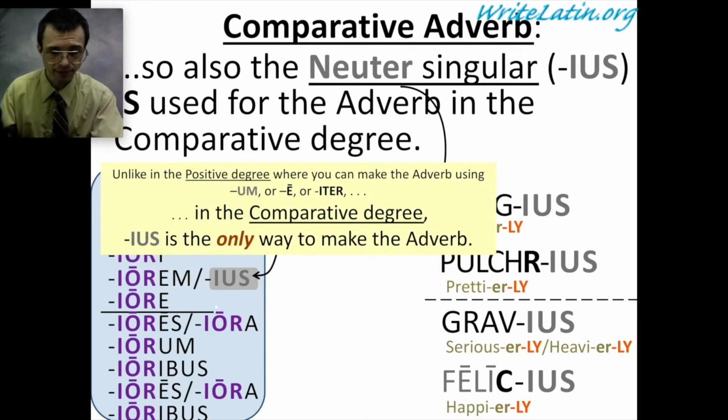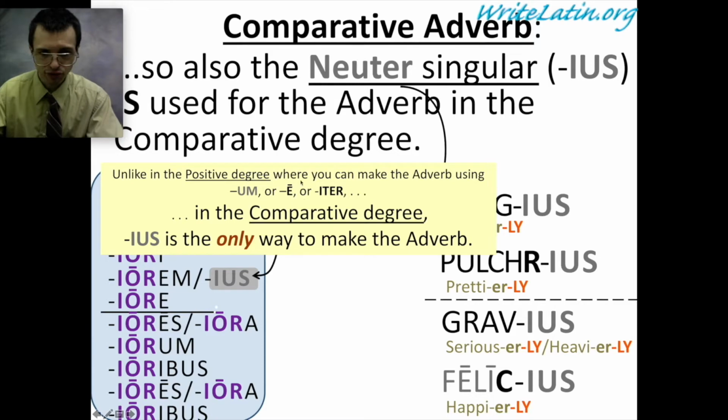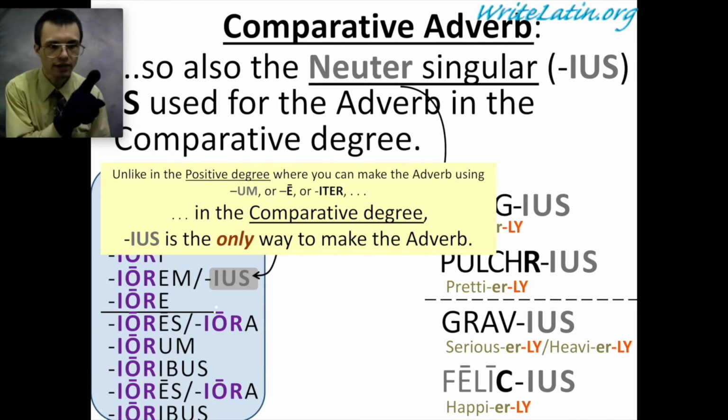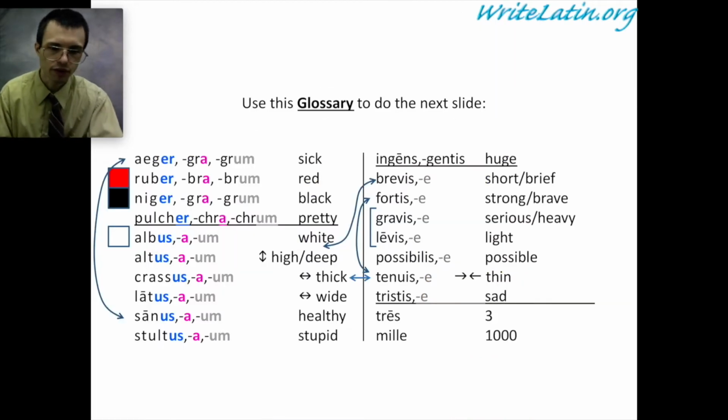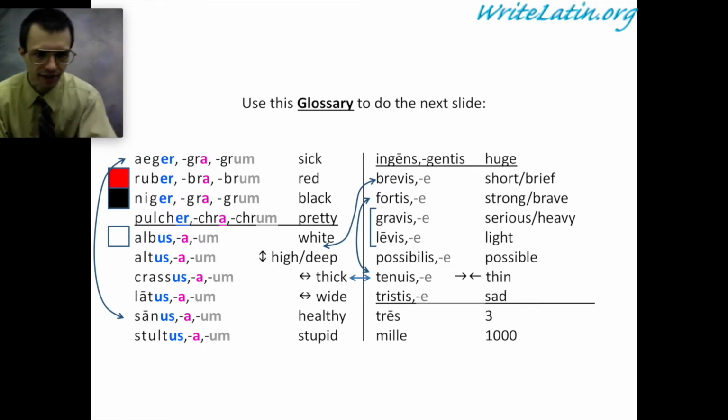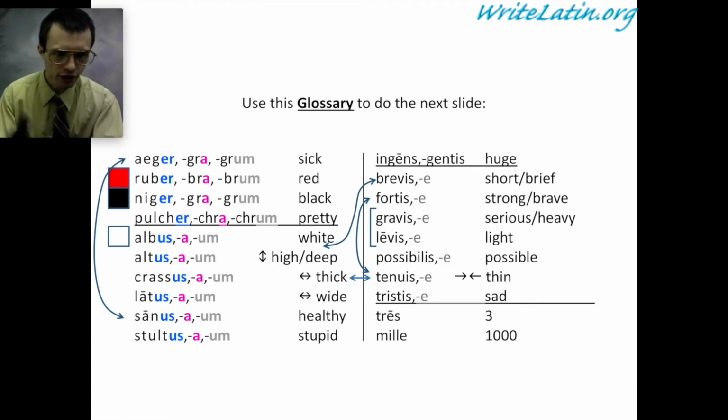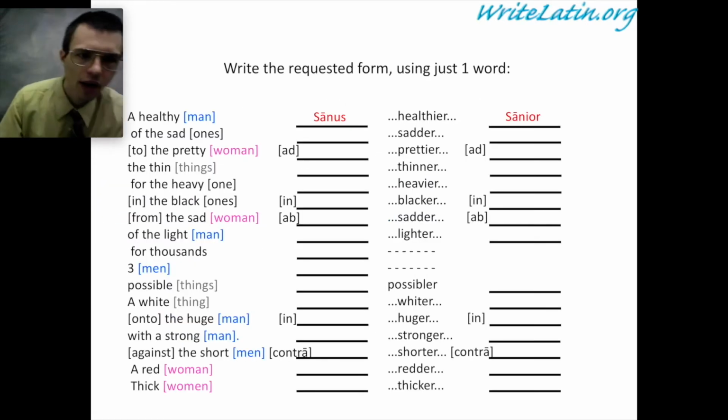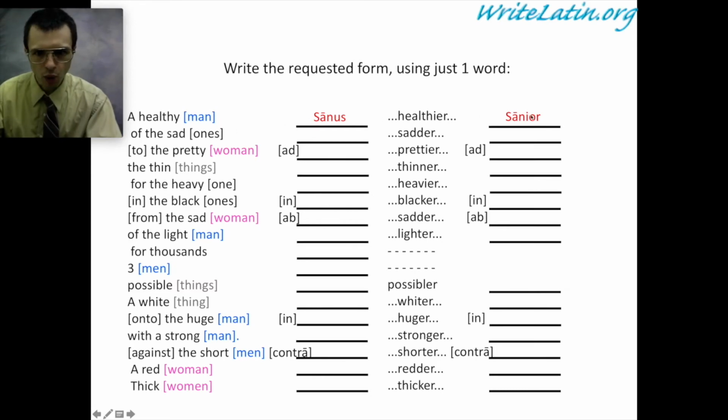So, just to formally state it, in the positive degree, you had three ways to make an adverb: e and um in first and second declension, and iter in third declension. So longum or longe, longly, or breviter, briefly. But in the comparative, there is only one way to make a comparative adverb, -ius. Simple. How wonderful. All right, so why don't you do some practice on these? Practice writing comparatives. Now you're going to use these words, so stop the video and make sure you know these words pretty well. And then in this exercise, do a whole line at a time.